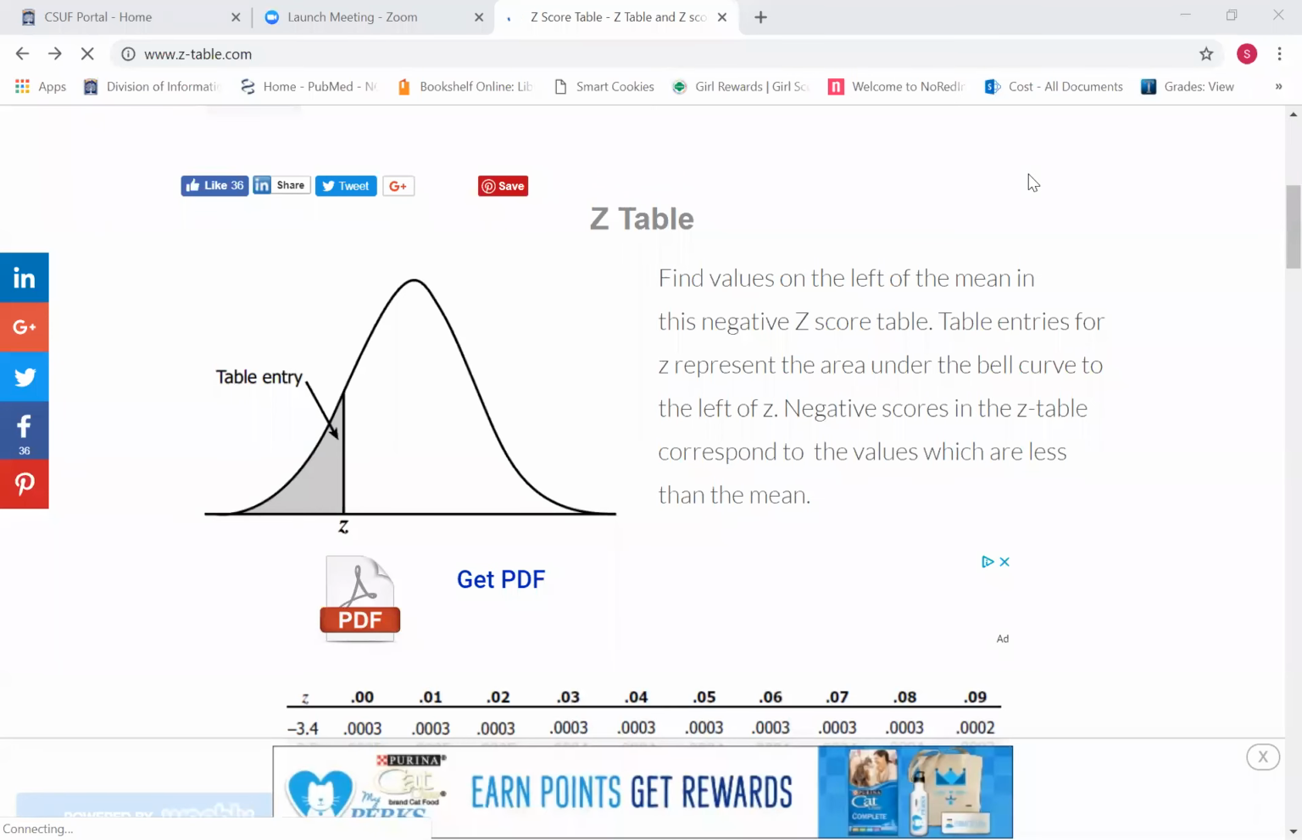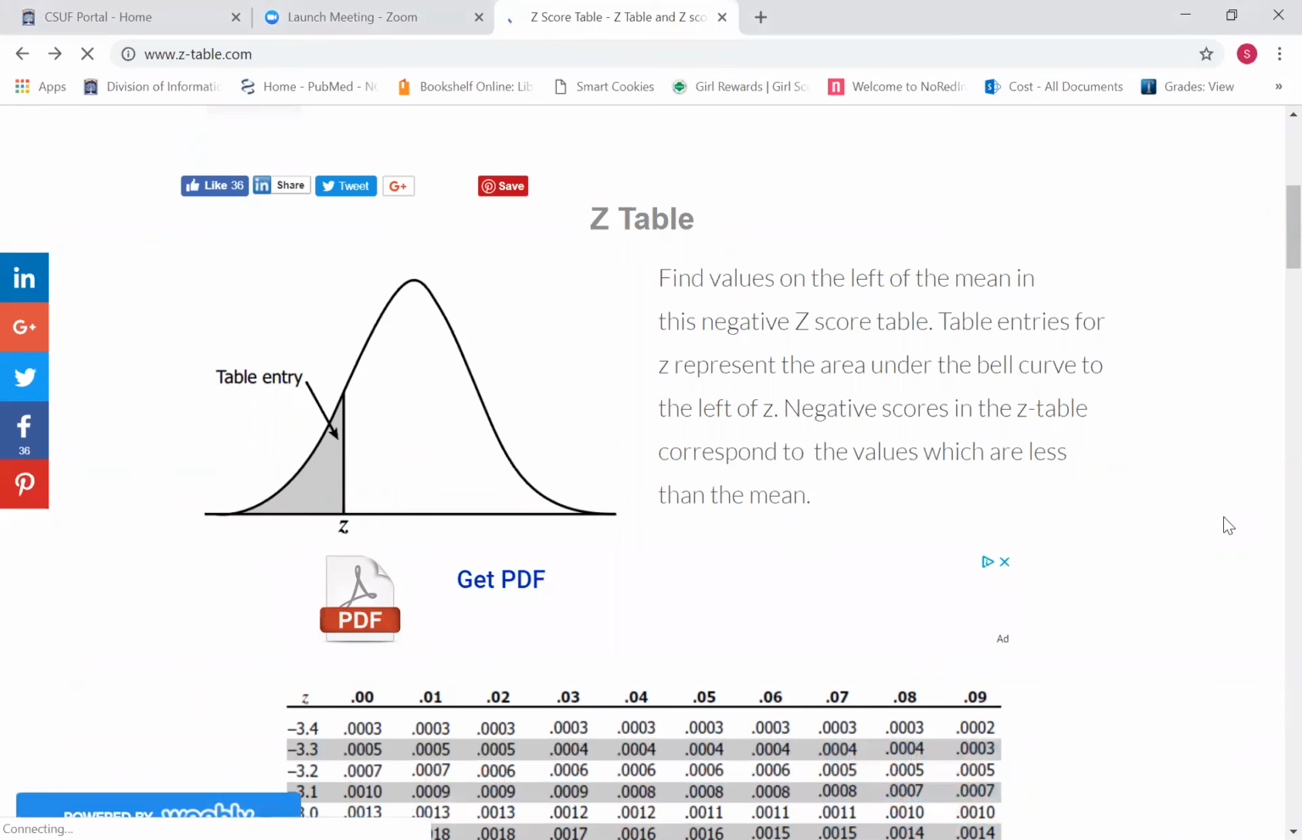Here we see the Z-Table website that's been posted in the class, and you can use this as a Z-Table chart to help you calculate your Z-scores by hand. If you notice here, you can also just download it as a PDF, or you can use your calculator with the instructions that are given in the book. I actually prefer to just do it by hand. I feel like I know better what's going on.